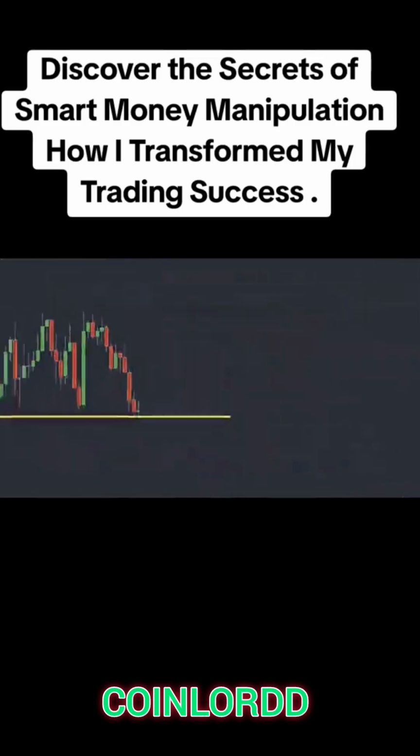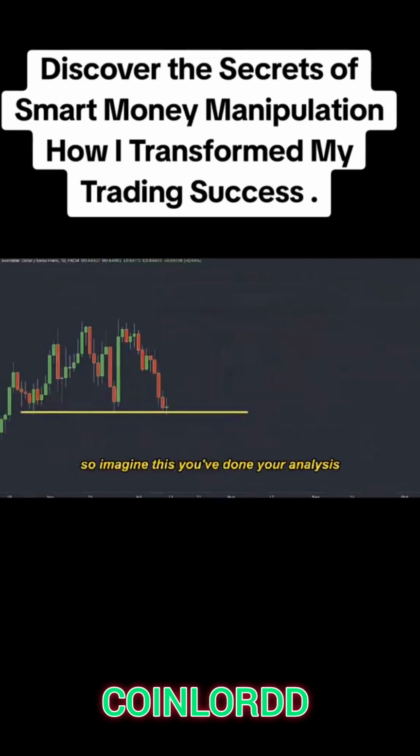So imagine this: you've done your analysis, you've identified a key support level, and you see those candlesticks getting smaller and smaller. It's like a big neon sign flashing reversal ahead. You're feeling confident, and then you spot it. A doji candlestick forms right at the support level. Everything looks perfect, right? You place your buy entry at the close of the doji candle, set your stop loss just below the support level, and target the next resistance level above.